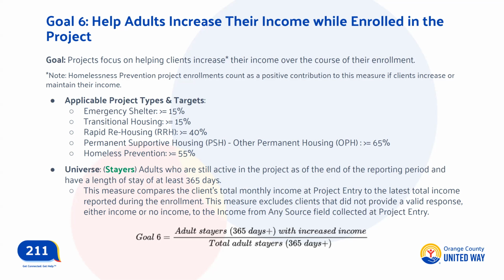And at the bottom, we have a visual to show how Goal 6 is calculated, which is taking the number of adult stayers with increased income divided by the total number of adult stayers.